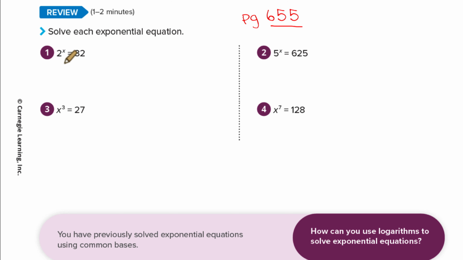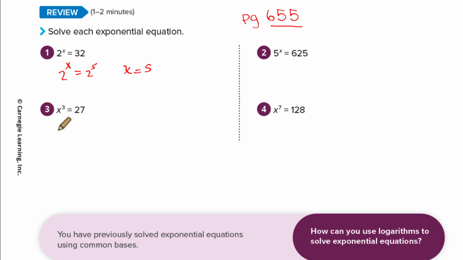So 2 to the x equals 32. We already know how to solve this from before. We just write it with a common base, right? So what do you get? 2, 4, and then 8, 16, and then 32. So that is what, 5? 5 of these? So then we get x equals 5. And we know that's true because the bases are the same, so the exponents have to be the same.